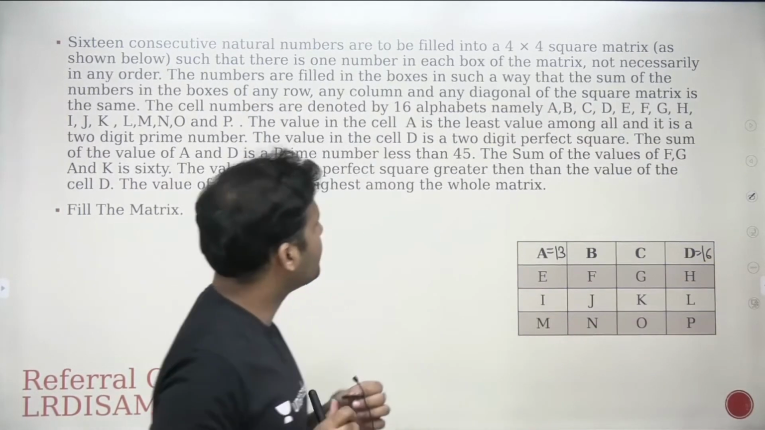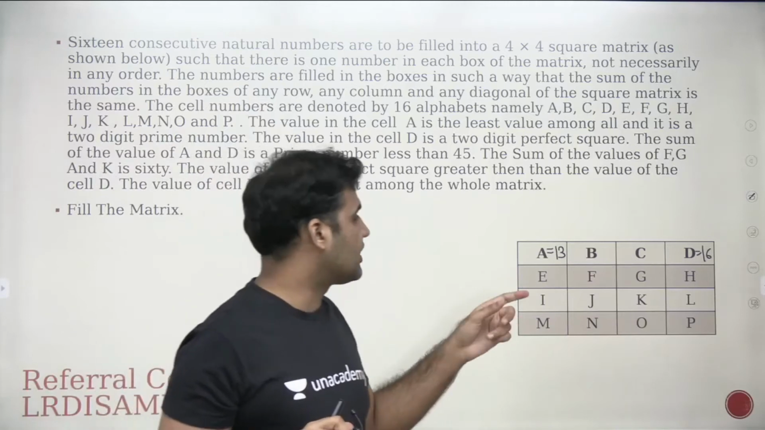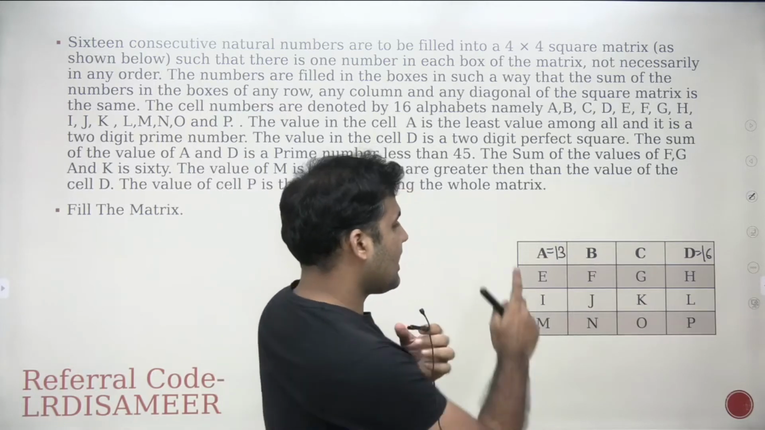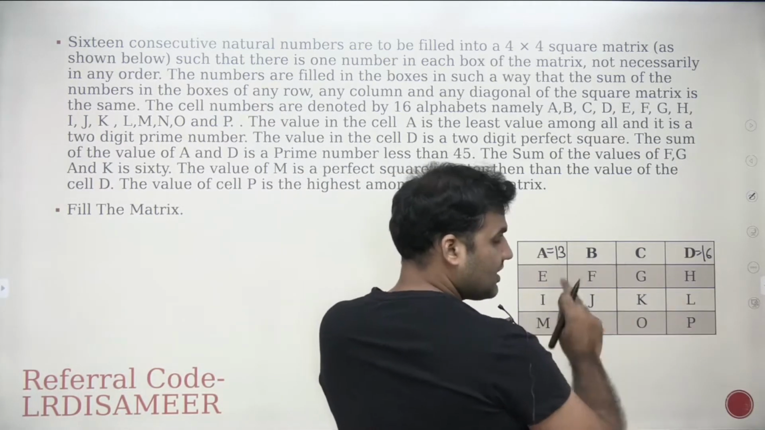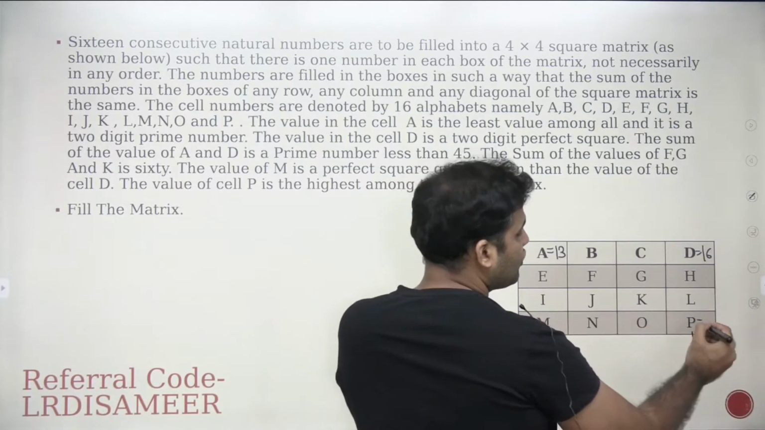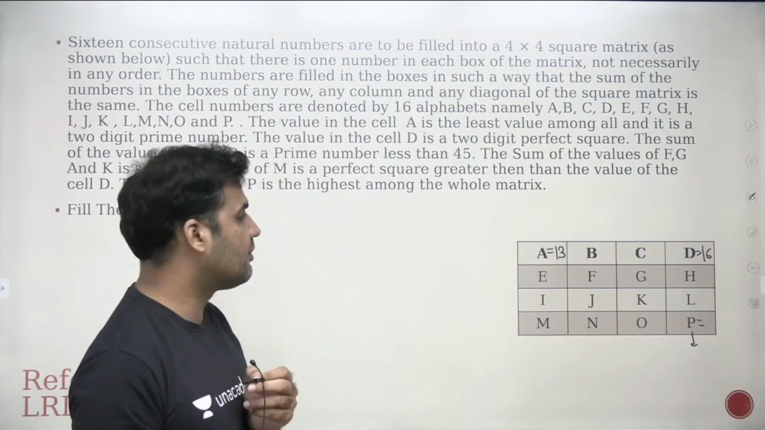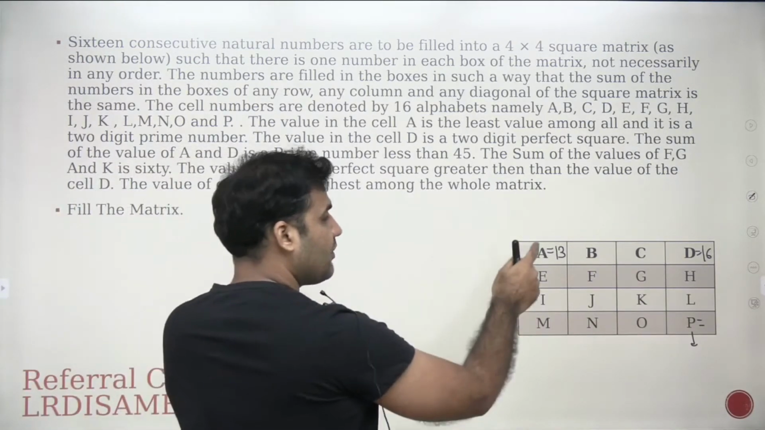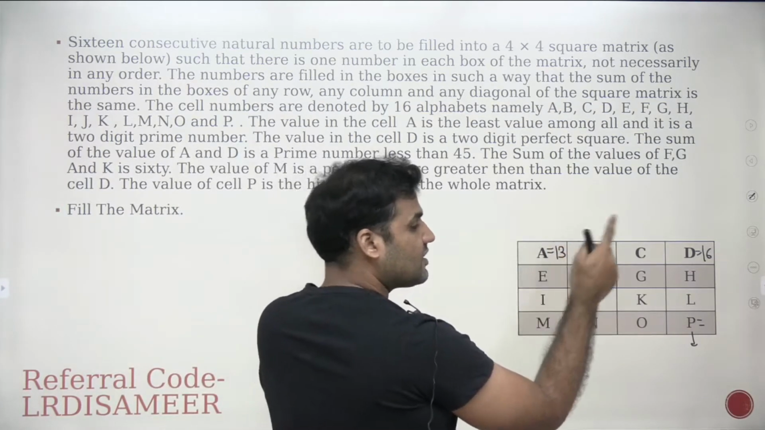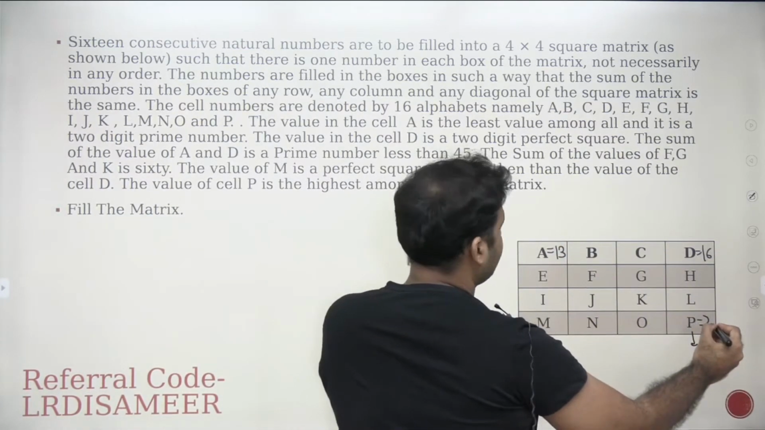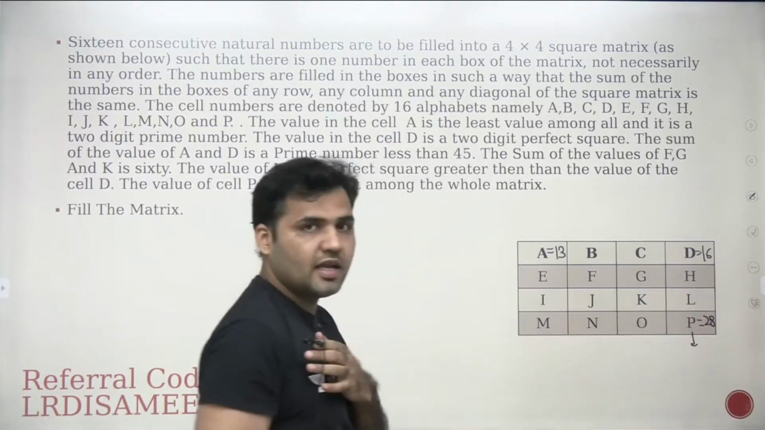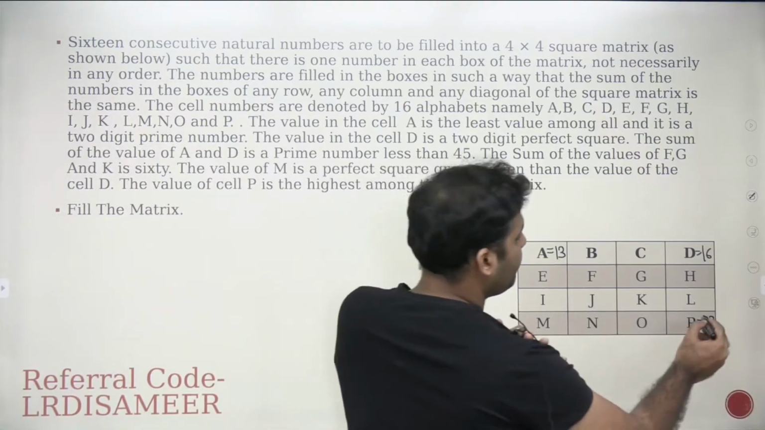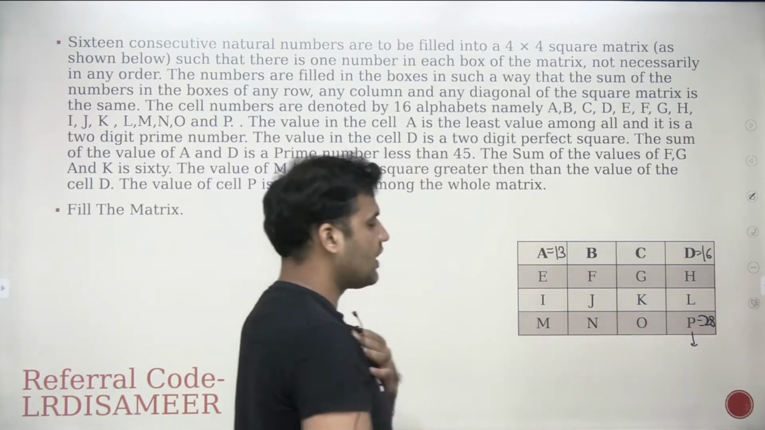Now M is a perfect square. It was also mentioned that A is the least number. If A is the least number, then there are 16 consecutive natural numbers and P is the highest number. Then what should be the value of P? You see that I'm writing down 16 consecutive numbers. So can I say if I'm starting from 13, the 16th number will be 28. And P has to be that number because P is the highest number. So therefore, the value of P will be equal to 28.